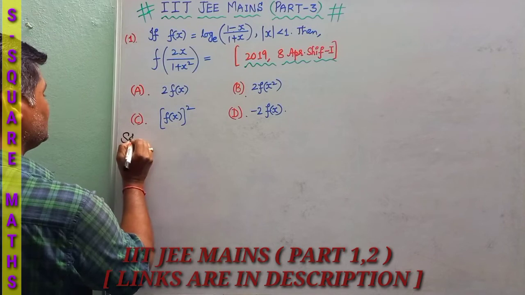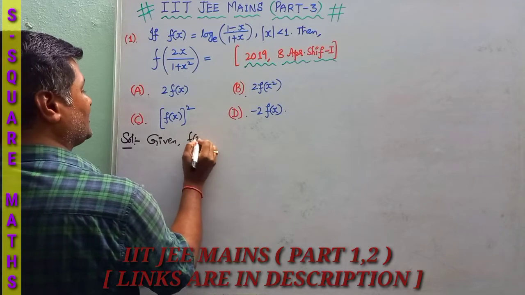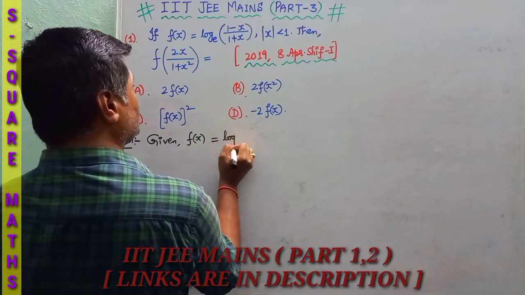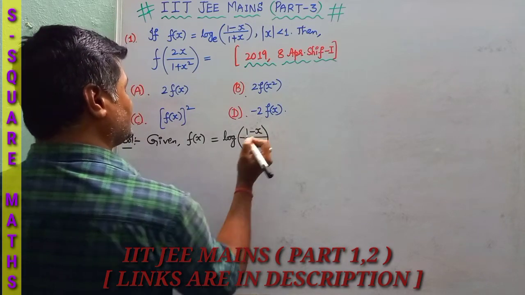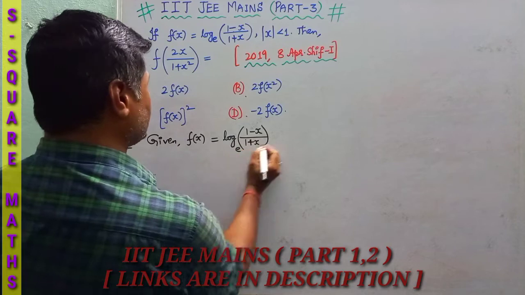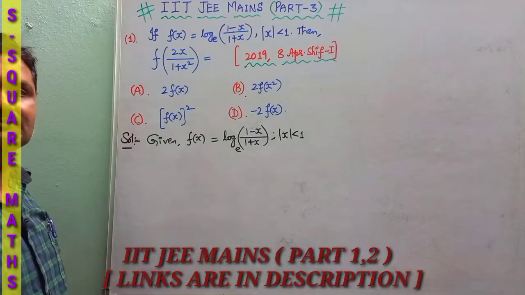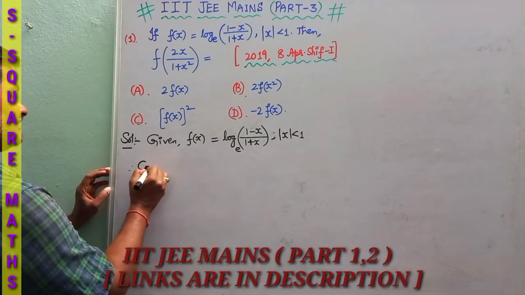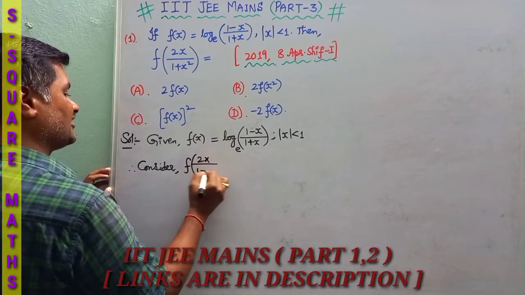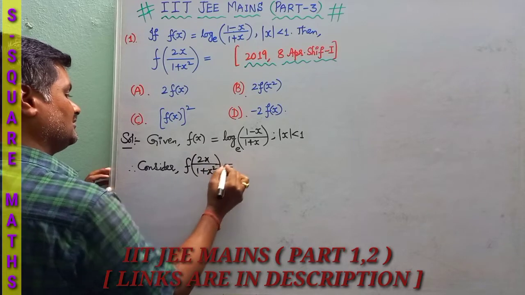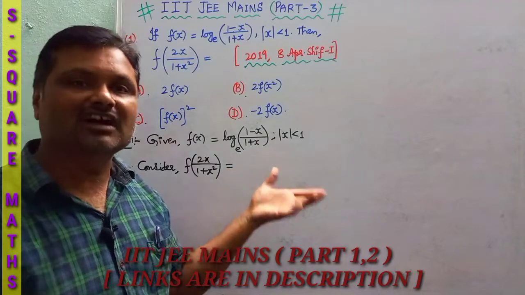Solution. Given f of x is equal to log of (1 minus x) by (1 plus x), with respect to the base e, where the absolute value of x is less than 1. Now we have to determine its value. So consider f of 2x by (1 plus x square). Replacing x with 2x by (1 plus x square) in the defined f of x.